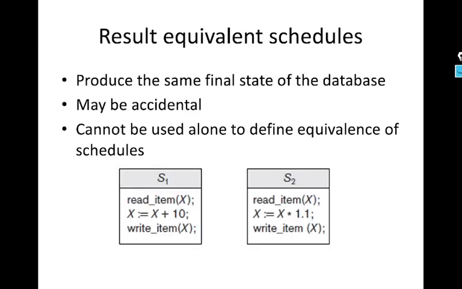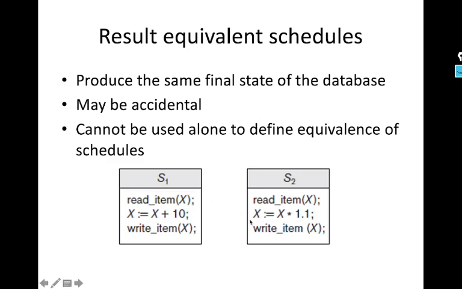So what we are trying to do is find out whether schedule C or schedule D can be considered equivalent to schedule A or B. So one way is using results we can compare with the serial schedule. And if the result is the same, then those are the same. But it is not correct.